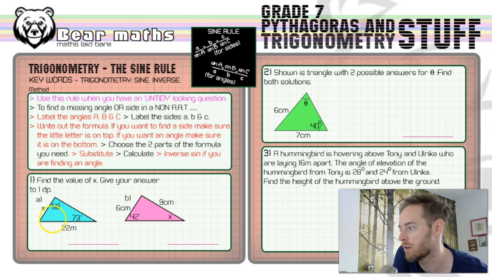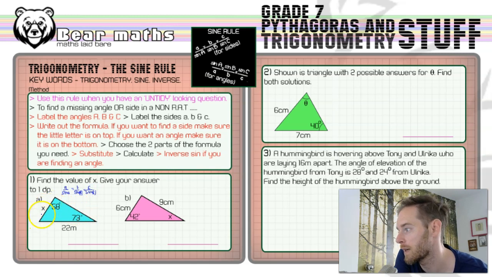So in this question, for me, this looks like an untidy looking question because we've got two angles and a side, and we want to find this side length here. So we can use the sine rule to do that. And we have to remember the sine rule for finding sides is a over sine A, which equals b over sine B, which equals c over sine C. And there you go, there's our rule.